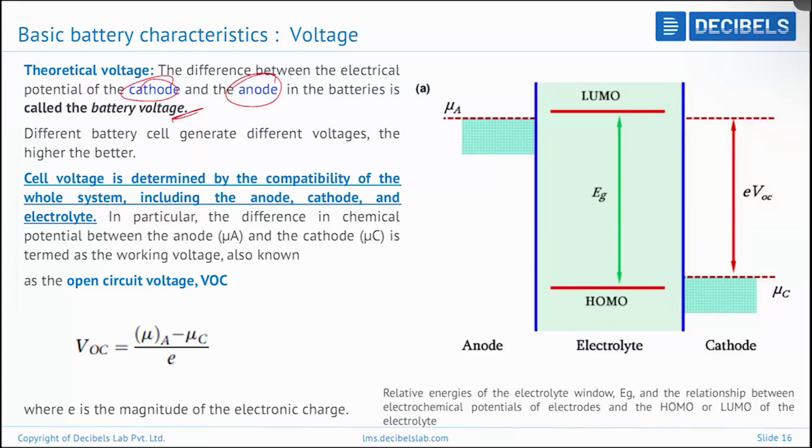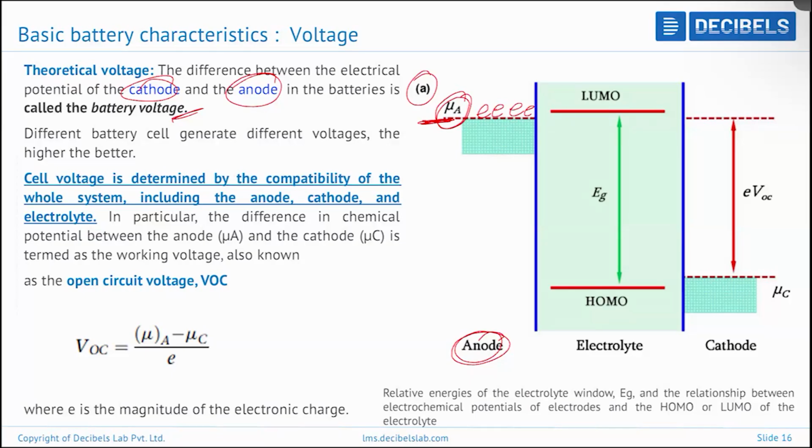If you look at this energy level diagram of the components used in the battery, generally to construct any battery, the chemical potential of the anode should be very high. This is the chemical potential of the anode. The energy of that should be high, because what is the nature of the anode? It should donate electrons spontaneously. If it has to donate electrons spontaneously, the energy level should be high.